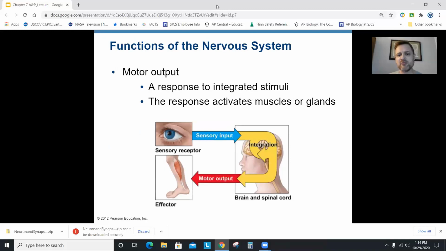Thirdly, motor output would be how your body responds to a stimulus. So usually, your nerves control your body, in that they control your muscles, to move, or they control glands to give off different chemicals, things like hormones. So sensory input is what comes at you. Integration is when your brain or your spinal column interprets what those signals are, and motor output would be the effect of what was coming at you, right?